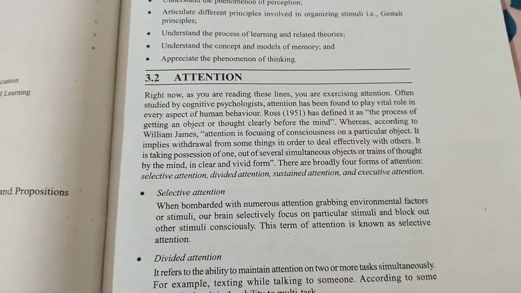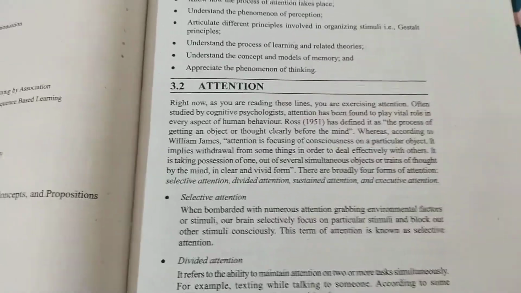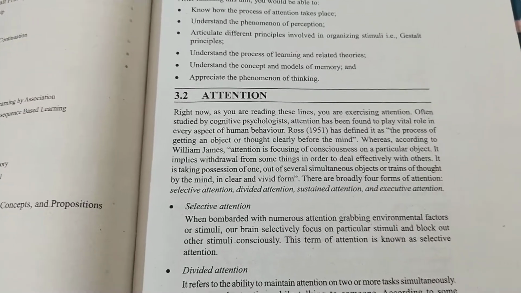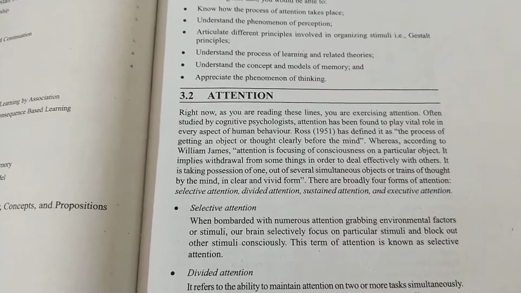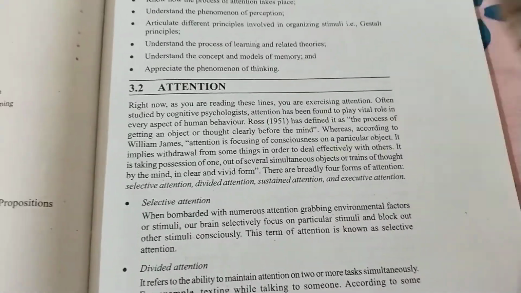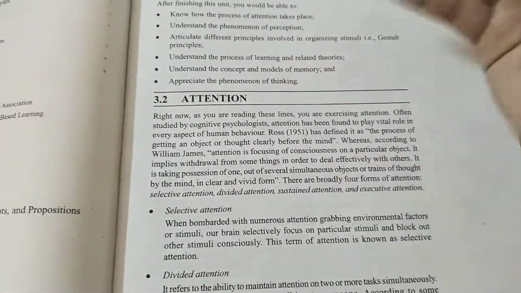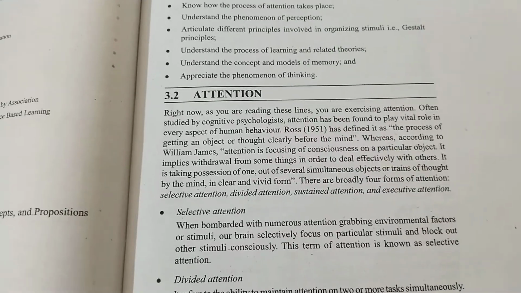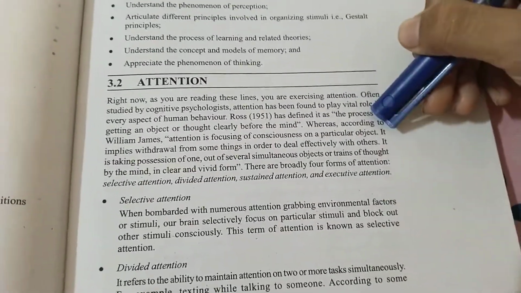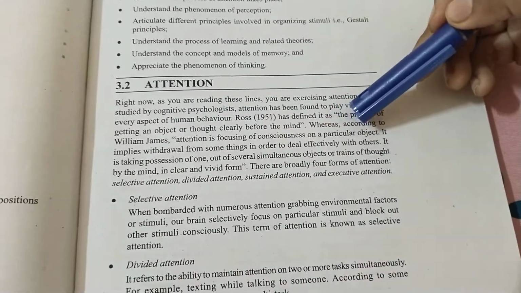the process of getting an object or thought clearly before the mind. So, whenever we think about something, that thing comes into our mind, we can actually see it, right? So suppose you are thinking about a phone, then that phone would come to your mind. You can actually see it inside your mind. So attention is the process of getting that object or thought clearly before your mind. It's not hazy, it's not in the background, it's clearly in front of your mind's eye.